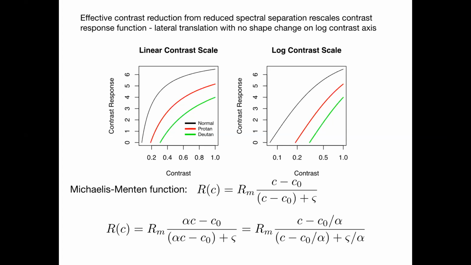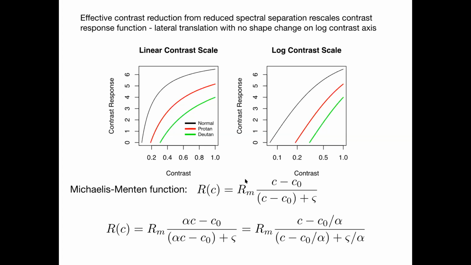Just to give you an idea of what the effect of the photopigment separation might be, if we assume that the contrast response for chromatic or for luminance contrast follows a kind of Michaelis-Menten function, the response depends on a maximum parameter giving the maximum response, RM, and another one, the semi-saturation constant, which sets how fast this function rises. And then we have an offset, which has to do with the minimum contrast that the person can perceive reliably.